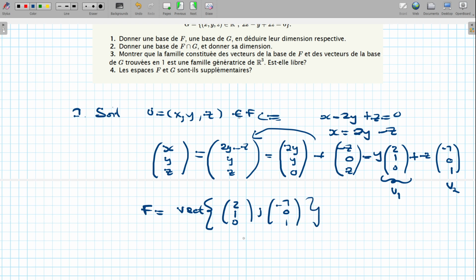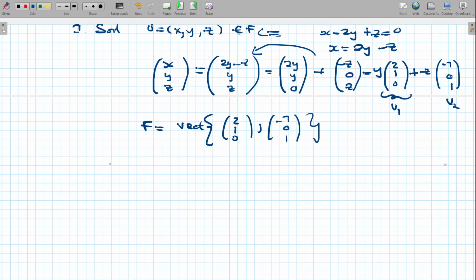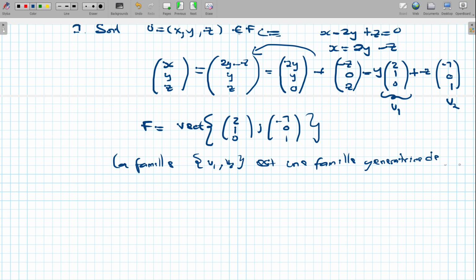So in other words, we are saying the family of vectors V1, V2 est une famille génératrice de F. So the first condition of génératrice has been satisfied. We're supposed to find the base.